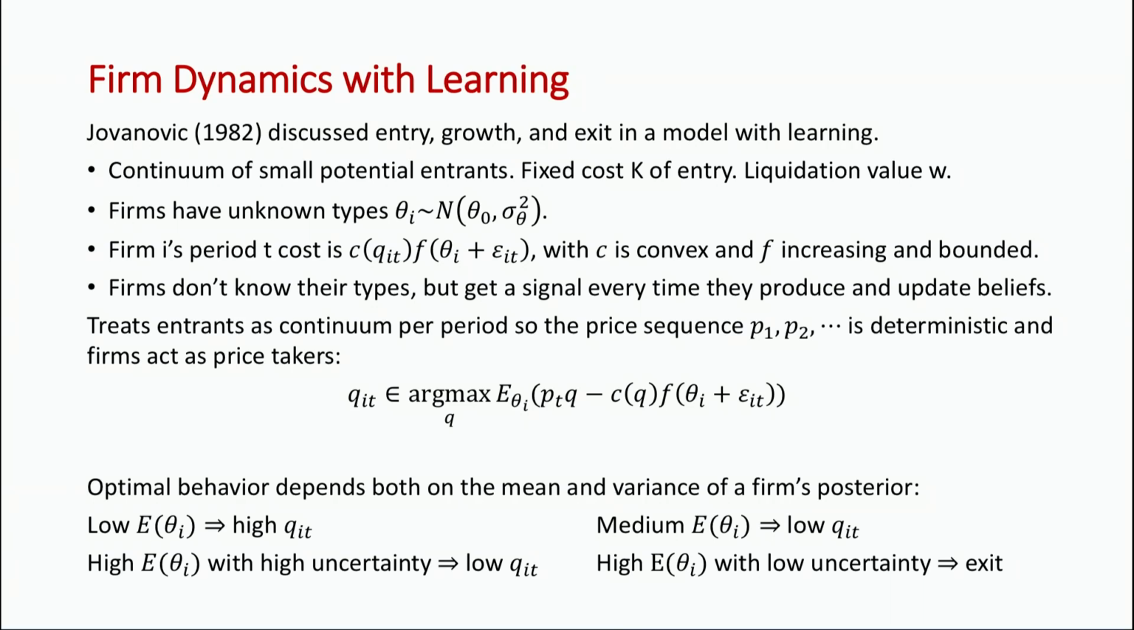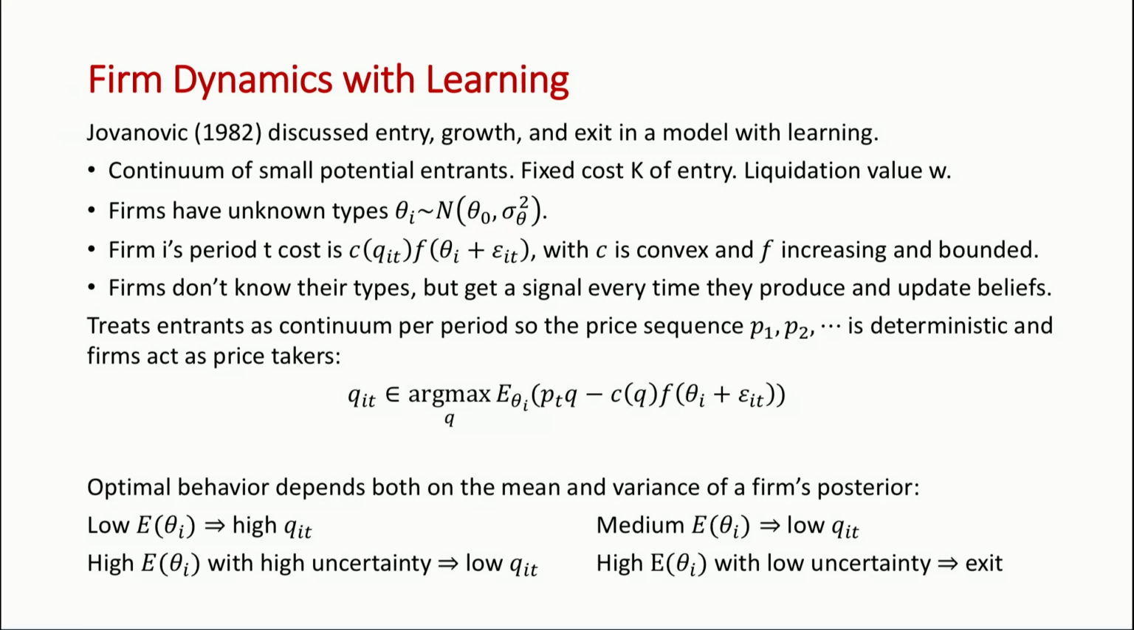Jovanovic assumed that these firms have unknown types theta i. You can think of theta i as, well, it's like the inverse of their productivity. So theta i is distributed normal, 0, sigma theta squared. This is like how good of a firm you are. You could think of it as, in the restaurant case, everybody thinks they have food that people are going to like the taste of, but you never know until you open your restaurant and you see how popular it is. So all these firms have some prior; in fact, in this model, they all have exactly the same prior.